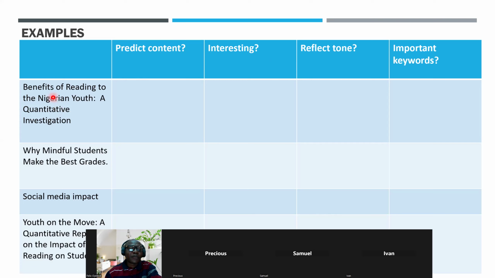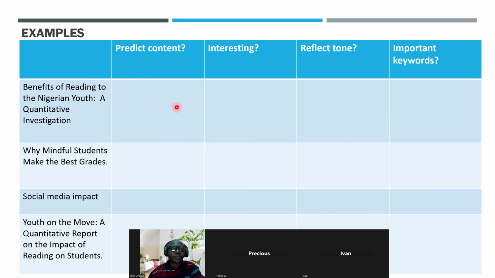Precious, tell us the first research title. Does it predict the content? Is it clear on content, that title? Precious, are you still there?